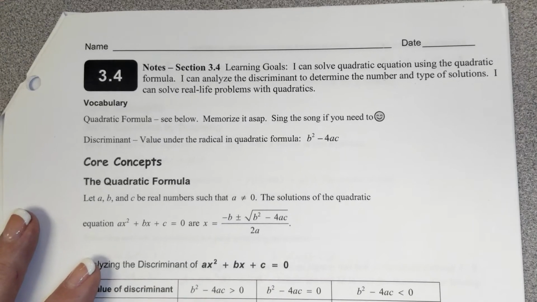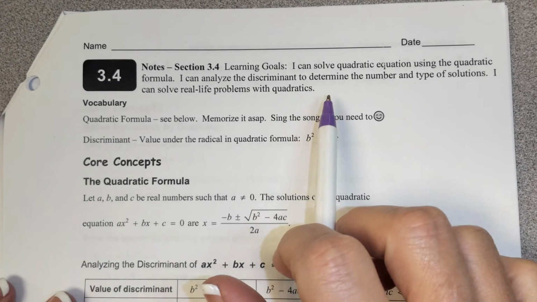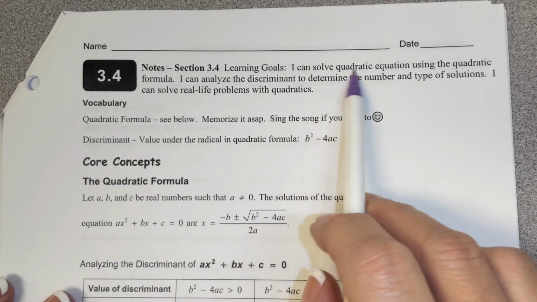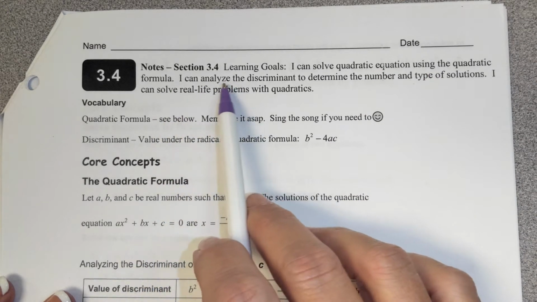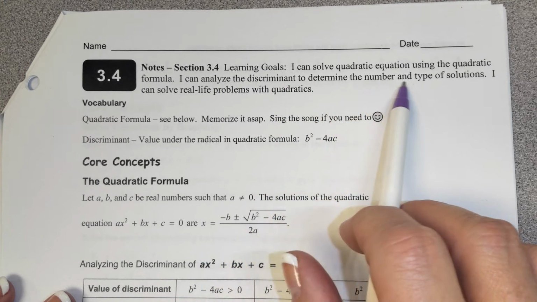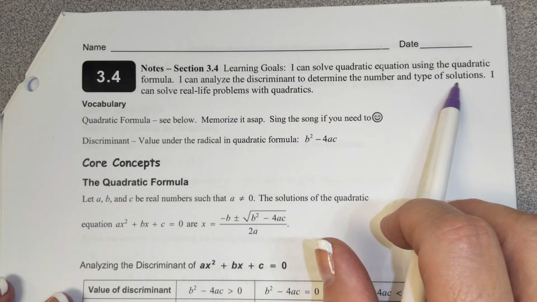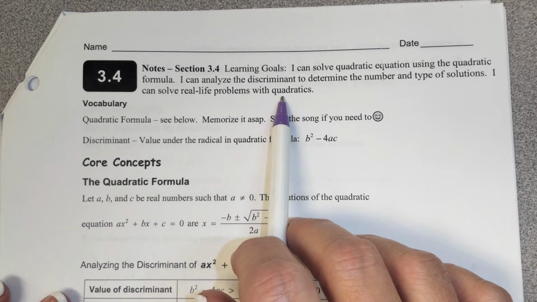Alright guys, so today we're going to be looking at the quadratic formula and also the discriminant and talking about what all of that means. So our goal is to be able to solve the quadratic equation using the quadratic formula. We want to also be able to analyze the discriminant and determine the number and types of solutions. Also want to be able to solve real-life problems with quadratics.